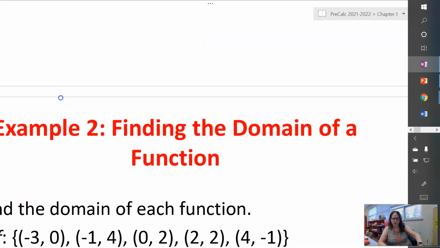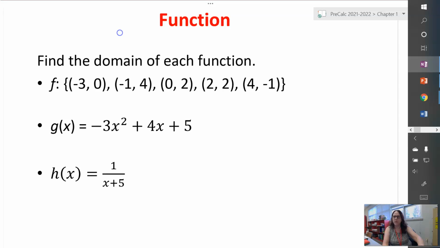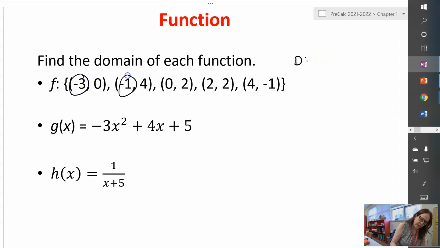All right, next one. We're now going to find just the domain of a function, and we don't have a graph this time. I have a function f has points, g and h both have equations. So remember, the domain is just your x's. So for function f, our domain is -3, -1, 0, 2, and 4.